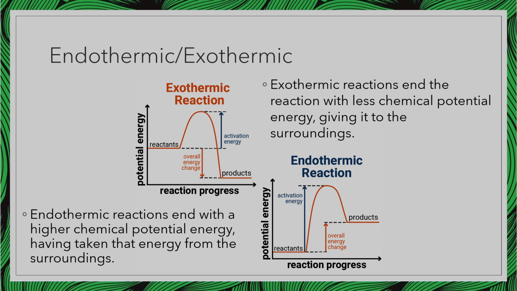Endothermic reactions are the opposite. So we end up with products that have a higher potential energy than our reactants. Now, to increase potential energy, that energy's got to come from somewhere. Remember, law of conservation of energy. Energy can neither be created nor destroyed, it just transforms. So the energy that goes into the chemical potential that increases it comes from the surroundings. That's why it gets cold. So endothermic reactions get cold. And again, that's coming from transforming the kinetic energy of those particles into chemical potential energy.